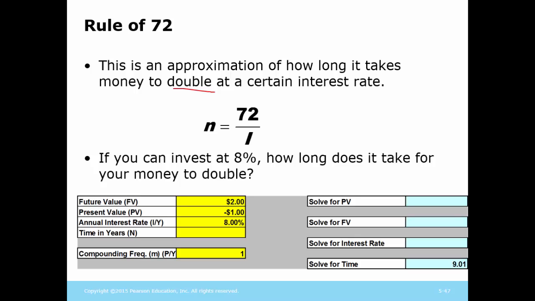So if we use 8%, what's 72 divided by 8? It's 9. If you plug this into the spreadsheet, how long does it take for $1 to double at 8%? It takes 9.01 years. So the rule of 72 is a very simple approximation of how long it actually takes your money to double. Now, if you're asked for the exact time, then you have to use the spreadsheet because the answer is 9.01 years. But if you're only interested in approximations, 9 is probably close enough to 9.01 for you to understand the importance of the question that you're being asked.